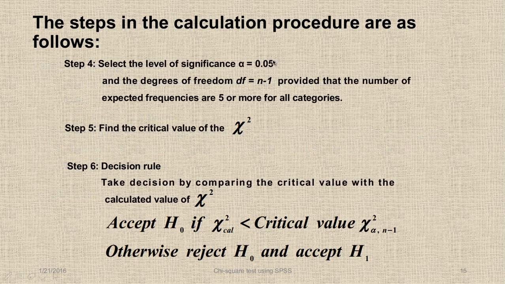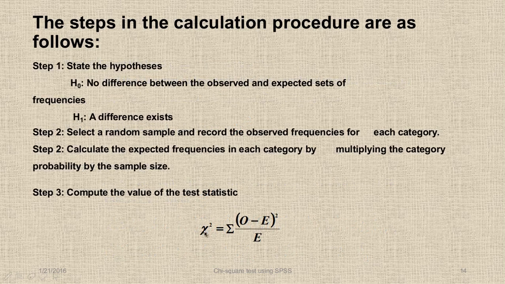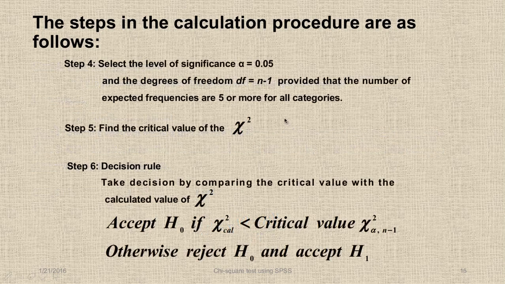Now choose a particular level of significance. It is normal custom to have 5% level of significance, so I have taken alpha equals 0.05. Now in step 4, the chi-square value will have degrees of freedom n-1, provided the expected frequencies for a particular cell are 5 or more for all the categories.